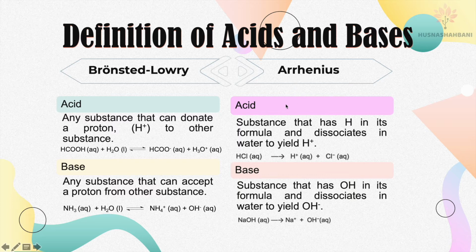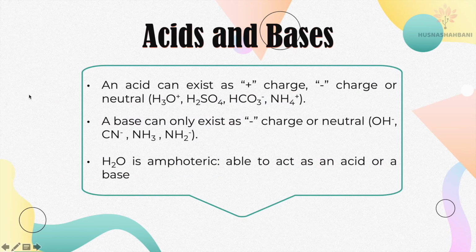Arrhenius states that acid is a substance that has H in its formula and dissociates in water to yield H+. This is HCl. It has H in its formula and dissociates in water to yield H+ and Cl-. Base is a substance that has OH in its formula, for example, NaOH. This has OH in its formula and dissociates in water to yield OH- and Na+. So this is base.